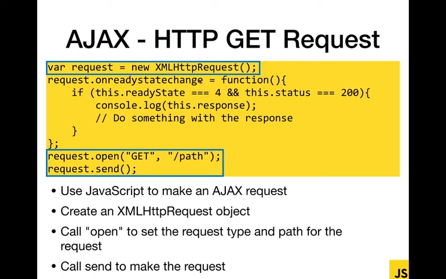All right, so we're going to create this new object, and there are a few things we have to do to make this work. We're going to call the open method, setting the method and the path for this request, then the send method, which is going to make a request of that type to that path. At a very high level, that's it.